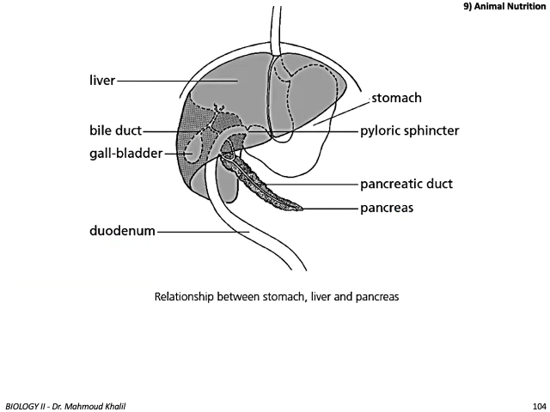And these constitute the cells of the gastric pit. In this figure, you can see the relationship between the stomach, liver, and pancreas. You can see where the gallbladder is located, where the pyloric sphincter is located, and then the stomach is followed by the duodenum.